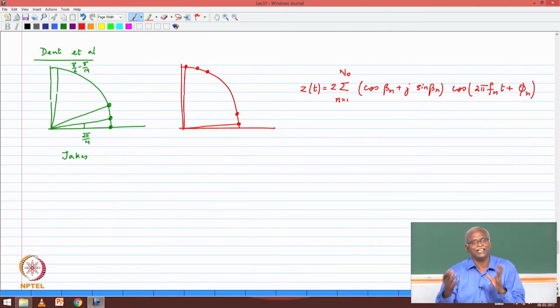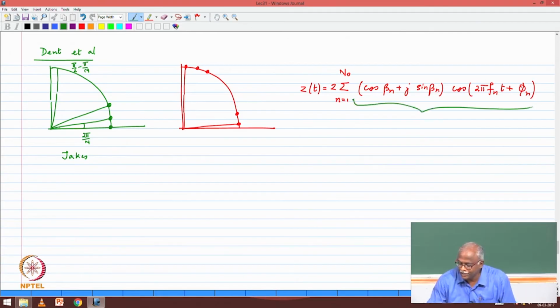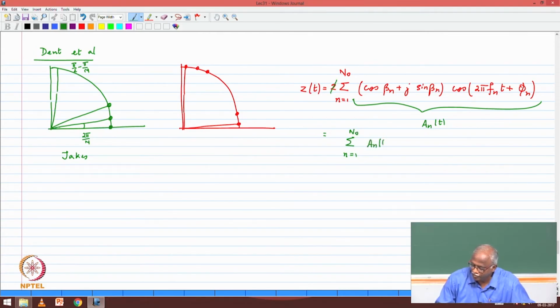We are not as much interested in that, though maybe it's a useful result for us, but a more important result is for those of you who have already worked in wireless communication, you will appreciate this. Let me call the part in the green bracket a n of t. For the moment I'm just going to ignore the 2. So z of t is the summation n equal to 1 through n naught of a n of t. Okay, this is how you would write z of t.